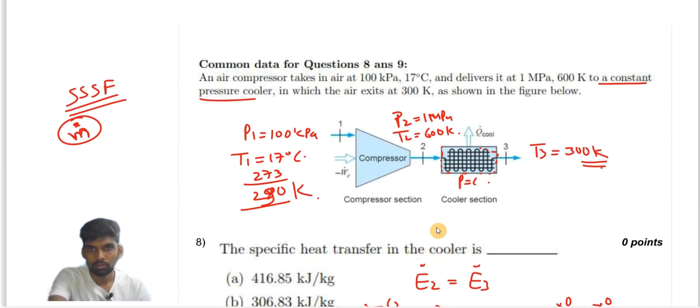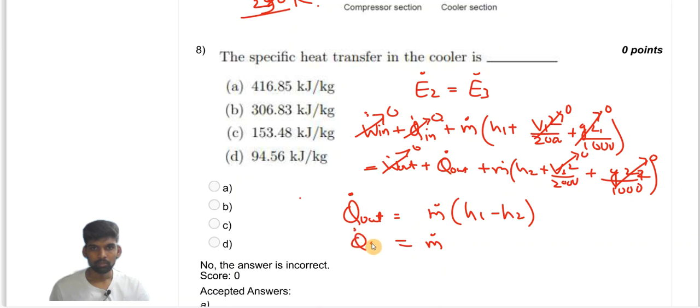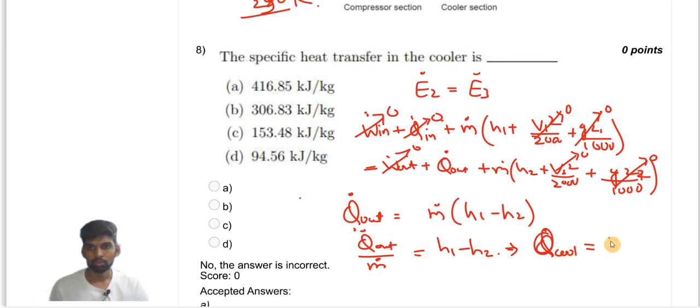No need of m dot. Let's say it is Q dot out. Take m dot to the left-hand side, and you will get Q dot out by m dot as h1 minus h2, which will be Q. It is in specific sense, Q cool. It is h1 minus h2. So for air we can write Cp (T1 minus T2).